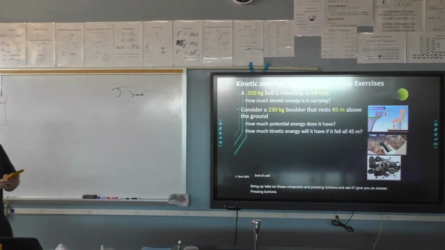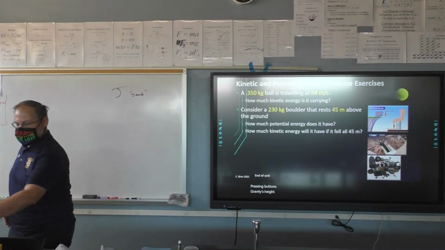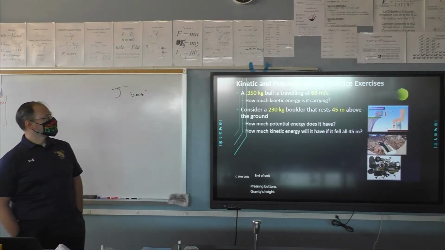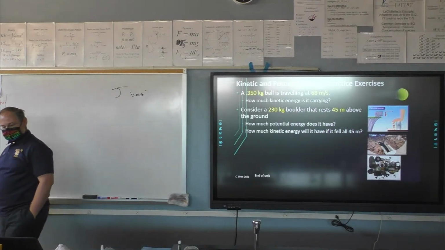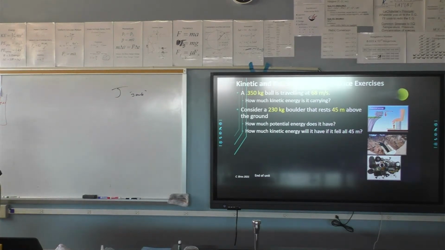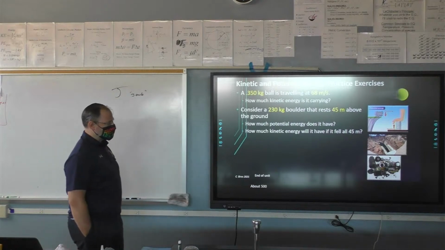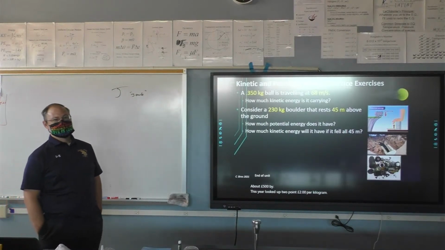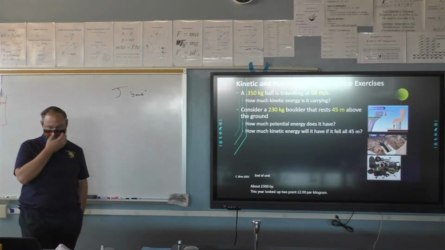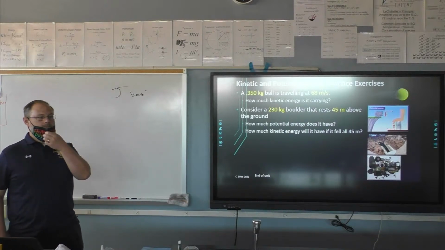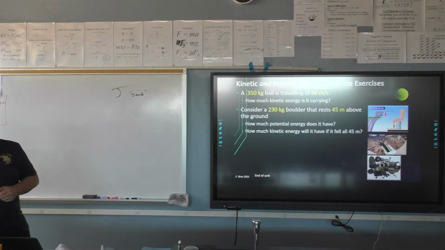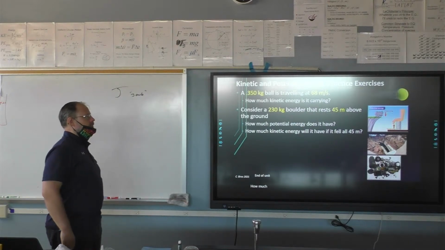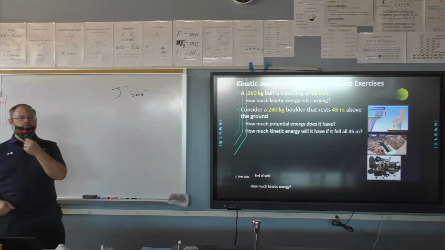Mass, gravity, height. It's about 500 pounds, by the way, if you're curious, if you ever looked it up. 2.2 pounds per kilogram. Just put it in the formula. How much kinetic energy will I have? Velocity is 10 meters per second.